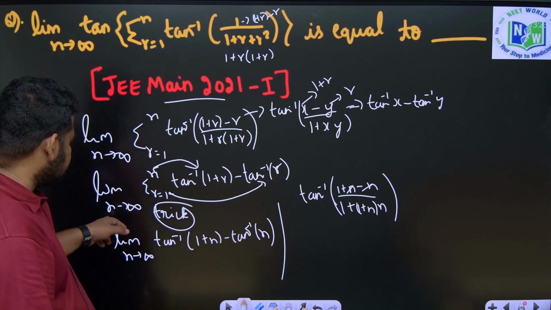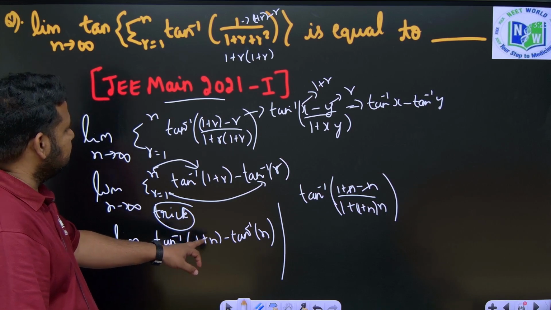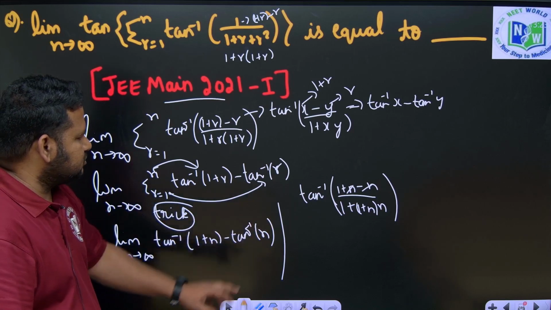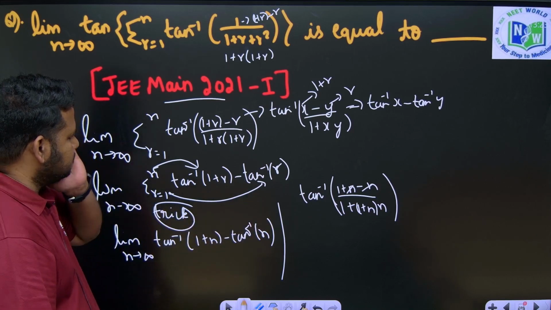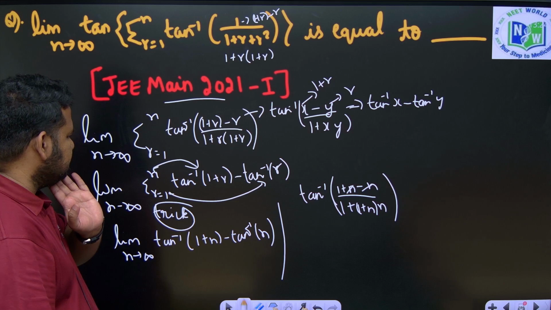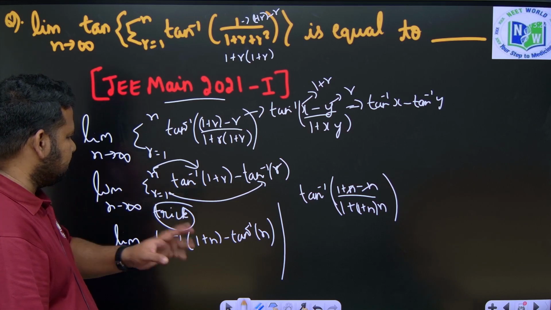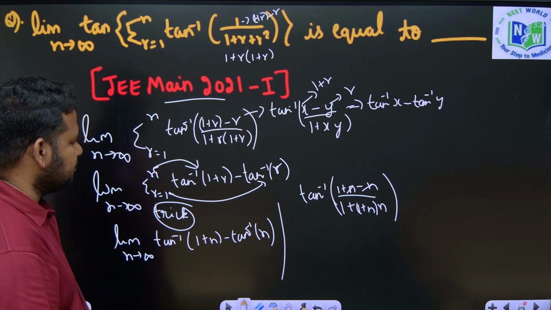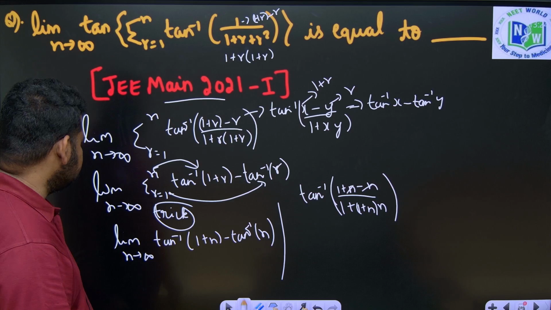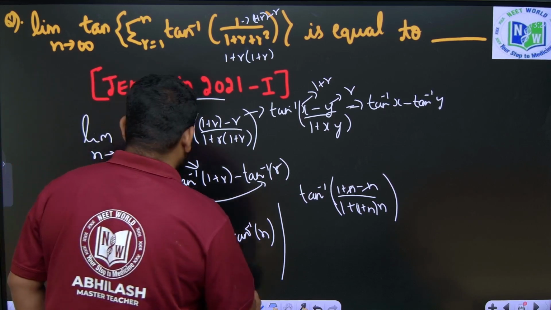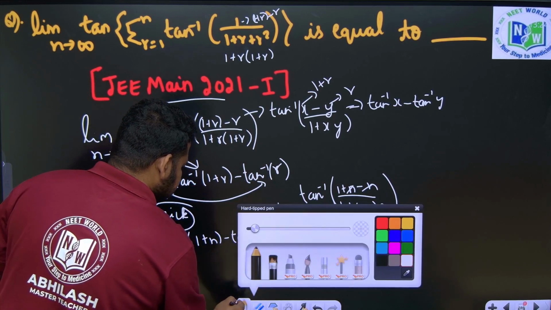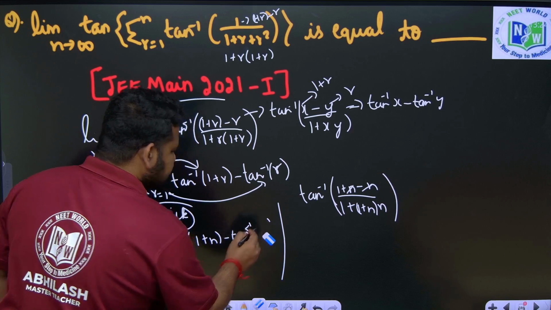So the trick I will apply here: tan inverse of 1 plus n minus tan inverse of n, which is tan inverse of x minus y divided by 1 plus xy. So this will be n into n plus 1. Some mistake is there, let us see. This value is not n. This is 1. That is the mistake we made.